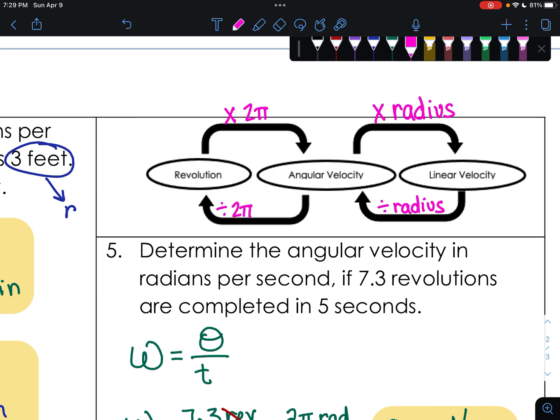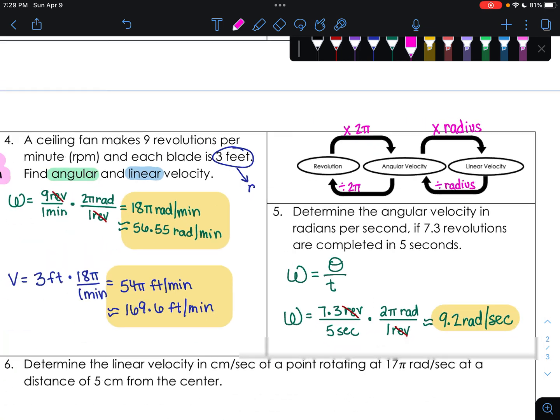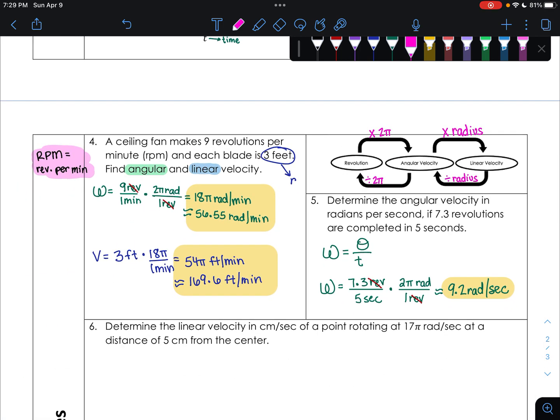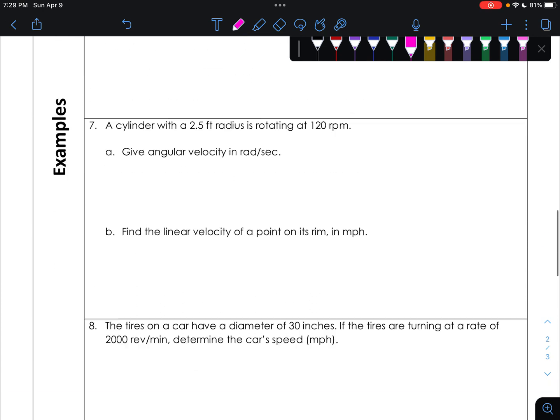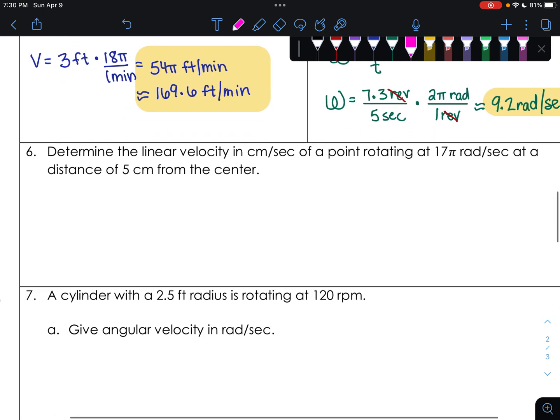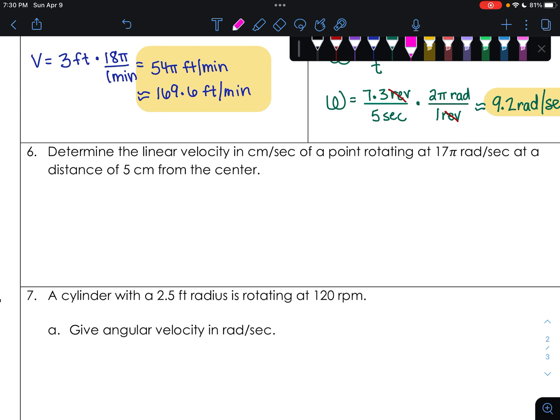So whether you prefer the formula or this little chart, whichever one helps you most, that's what you need to remember. These formulas are not on your reference sheet, so this is something you are expected to just know. You cannot find linear velocity if you're given the revolutions without finding angular velocity first. So just keep that in mind. So we have 3 more examples that we're going to go through real quick. Again, if you need to pause at any time, make sure that you pause and you are comfortable with the calculator. So here we go.